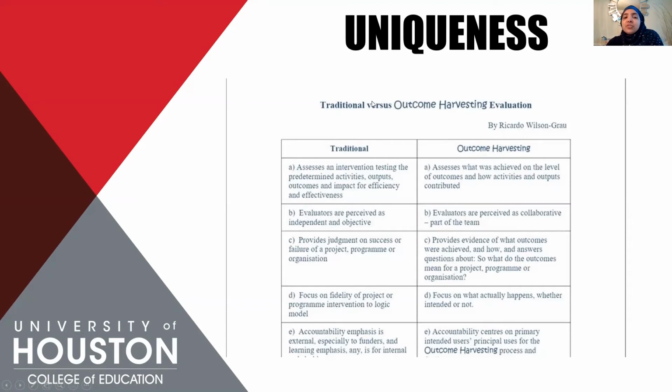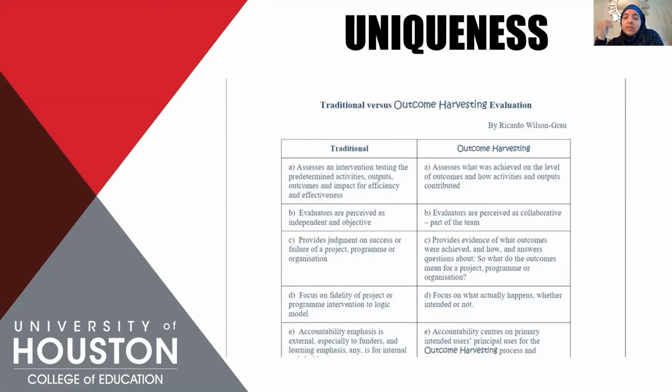For example, in a traditional evaluation method, you would assess an intervention by testing the predetermined activities, outputs, outcomes, and impact for efficiency and effectiveness. So the key word here would be pre. But in outcome harvesting, you assess what was achieved on the level of outcomes and how activities and outputs contributed. So you're basically looking at the outcomes and going backwards in your evaluation.